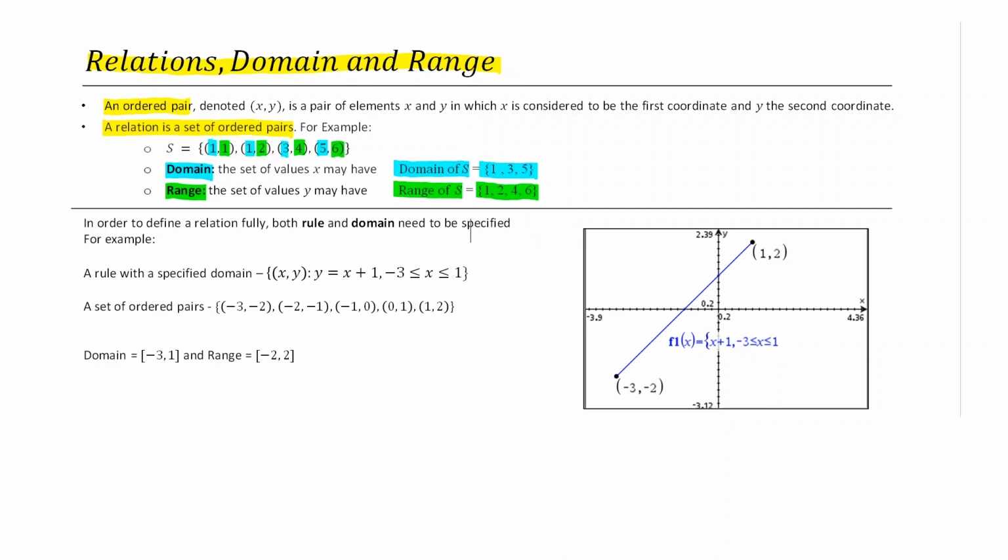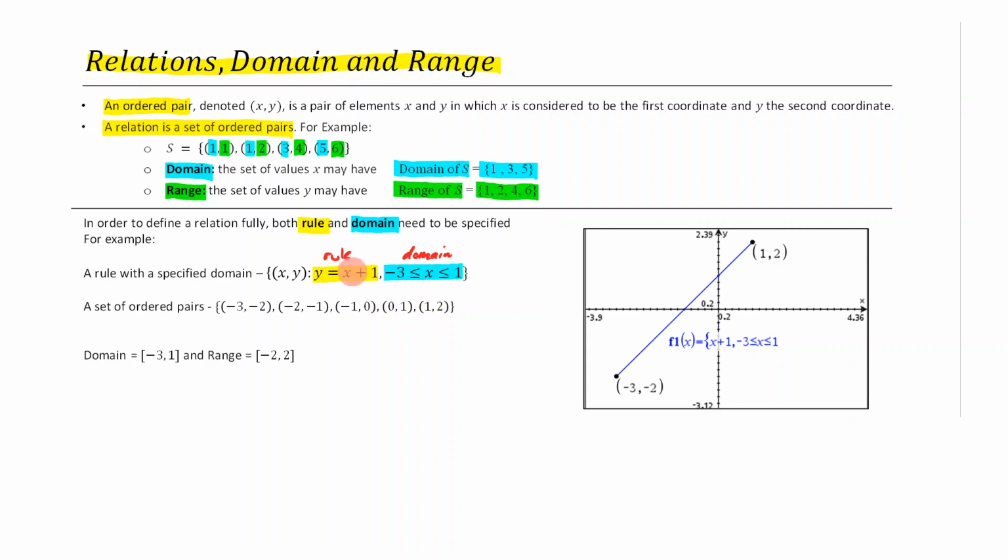Let's now move on and read this. In order to define a relation fully, both the rule and the domain need to be specified. For example, here we're given a rule with a specified domain. The rule in this case is y is equal to x plus 1. That's the rule. And the domain is -3 to 1. So let's just label these so we know which is which. This is my rule, and this is my domain.